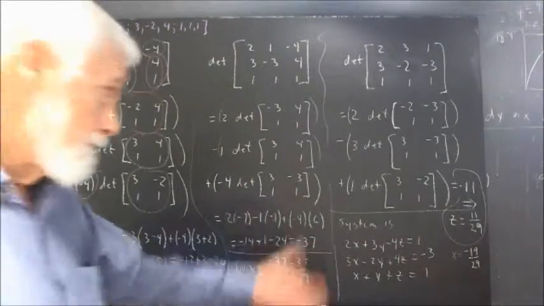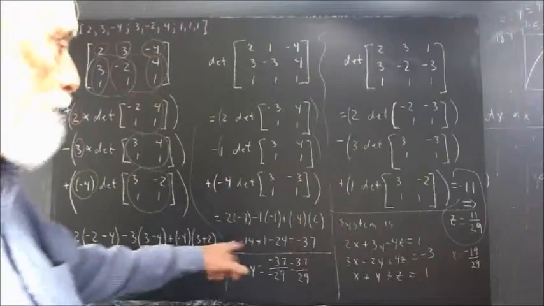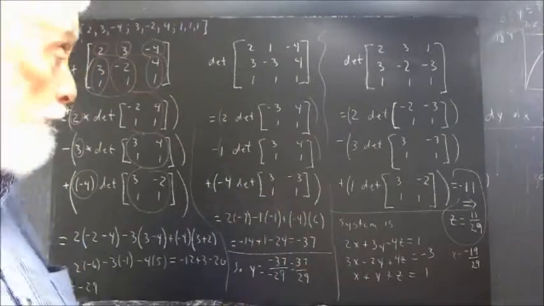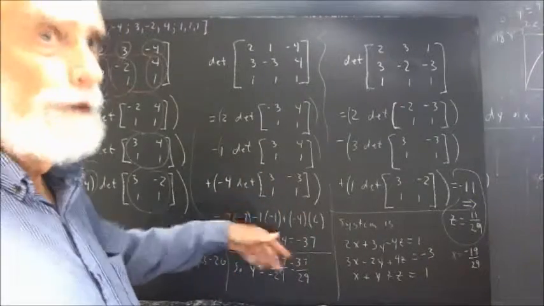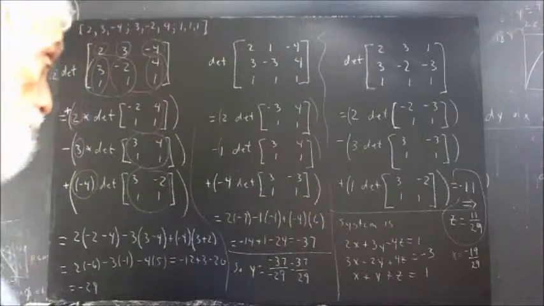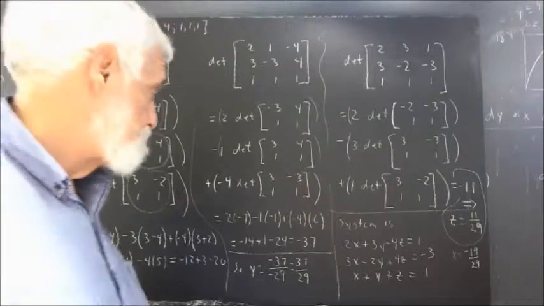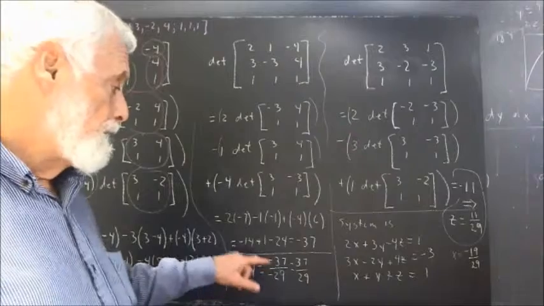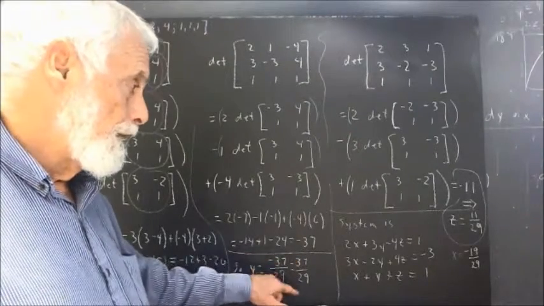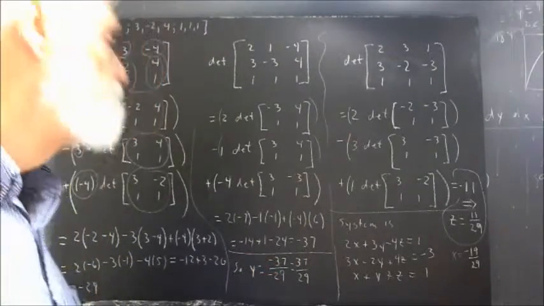And there's a correction on the y value. I mentioned that, I made an arithmetic mistake here. Negative 14, negative 24 is negative 38. As I said, you add 1 and you get negative 37, not negative 27. So that y should be negative 37 over negative 29, or 37 over 29.